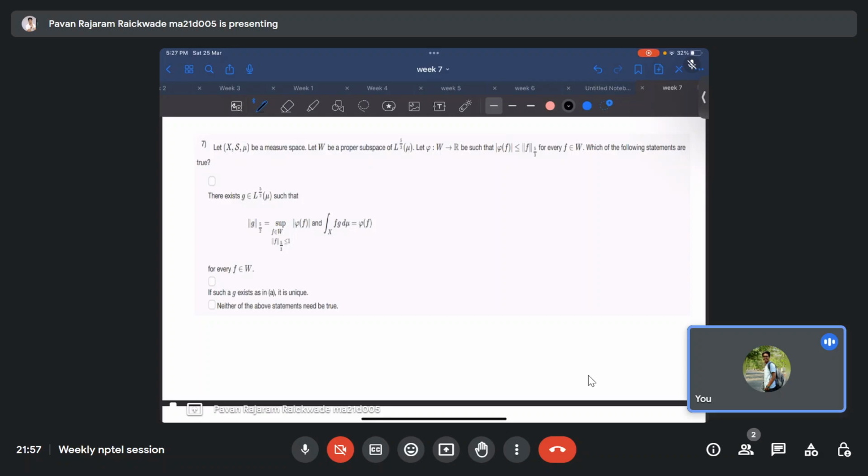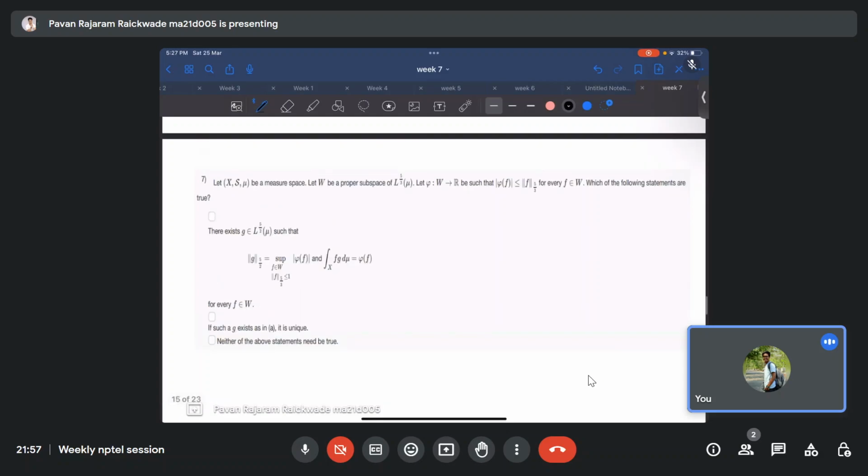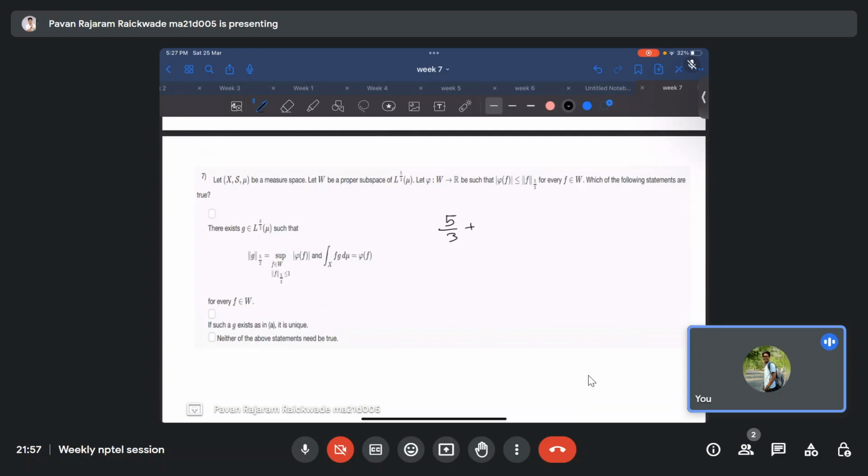There exists a g belonging to L^{5/2}. Oh, by the way, let's see. 5/3 plus what should be 1? It should be 1 minus 3/5.